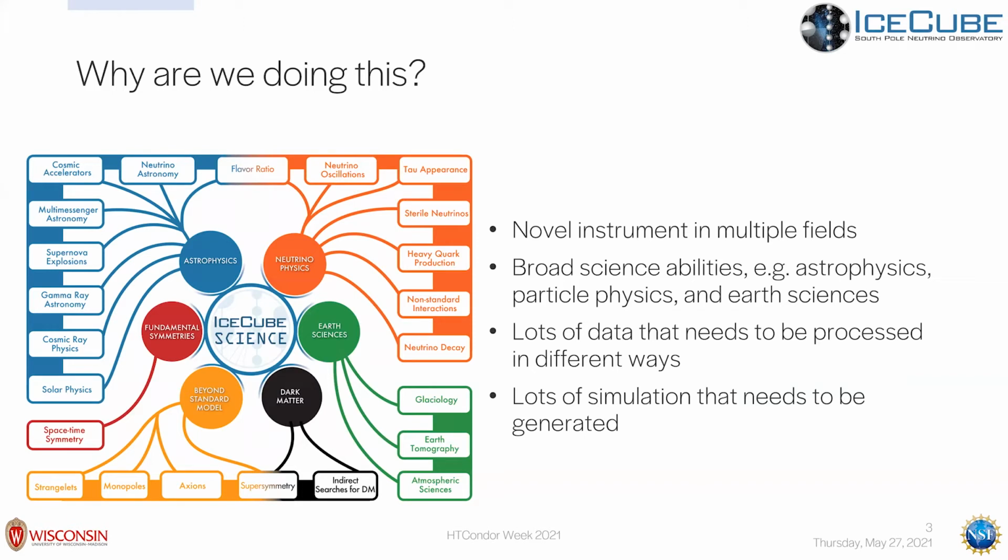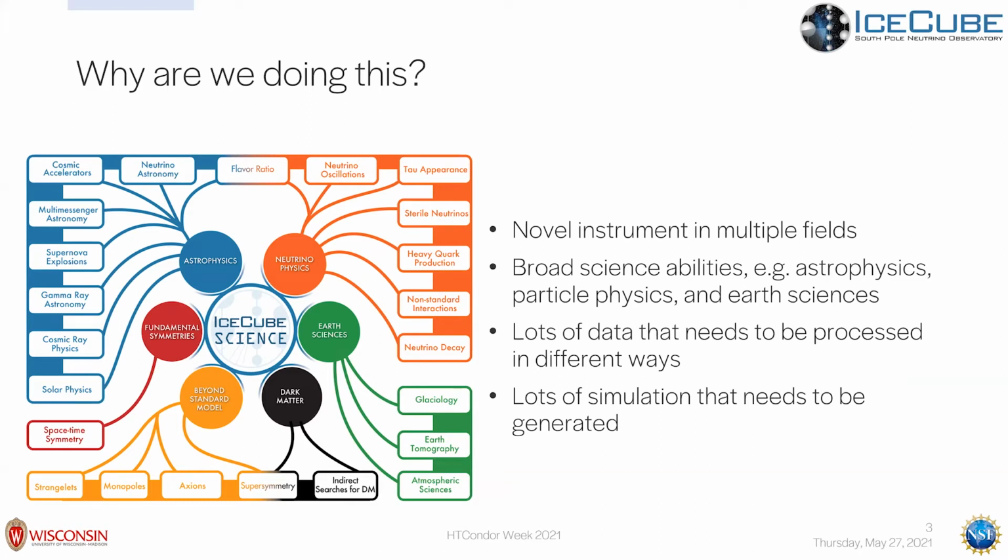So neutrino physics: we study the nature of neutrinos themselves, how they oscillate between different flavors or different types of neutrinos, how they interact with matter, and then we also look for what some would call beyond the standard model, so beyond what the standard recipe book of particle physics has provided for us, in dark matter and all the various subtypes of potential dark matter.